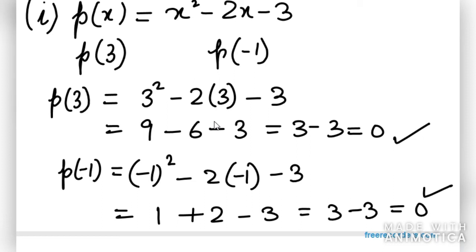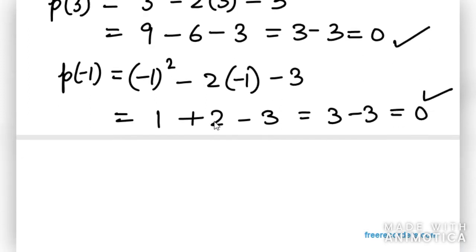Now if the value is other than 0, then we can say it is not a 0 of a polynomial. If it needs to be a 0, then the value should result into 0. So that's zeros of the polynomial. Now next what we need to do is relation between zeros and the coefficient of a quadratic polynomial. So let us do this.